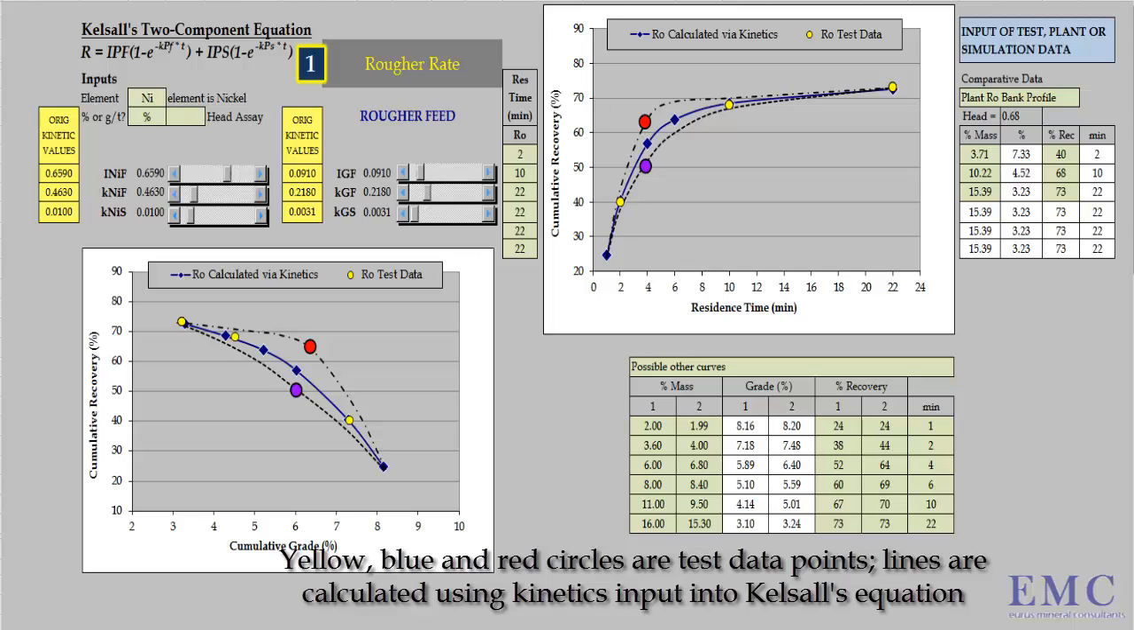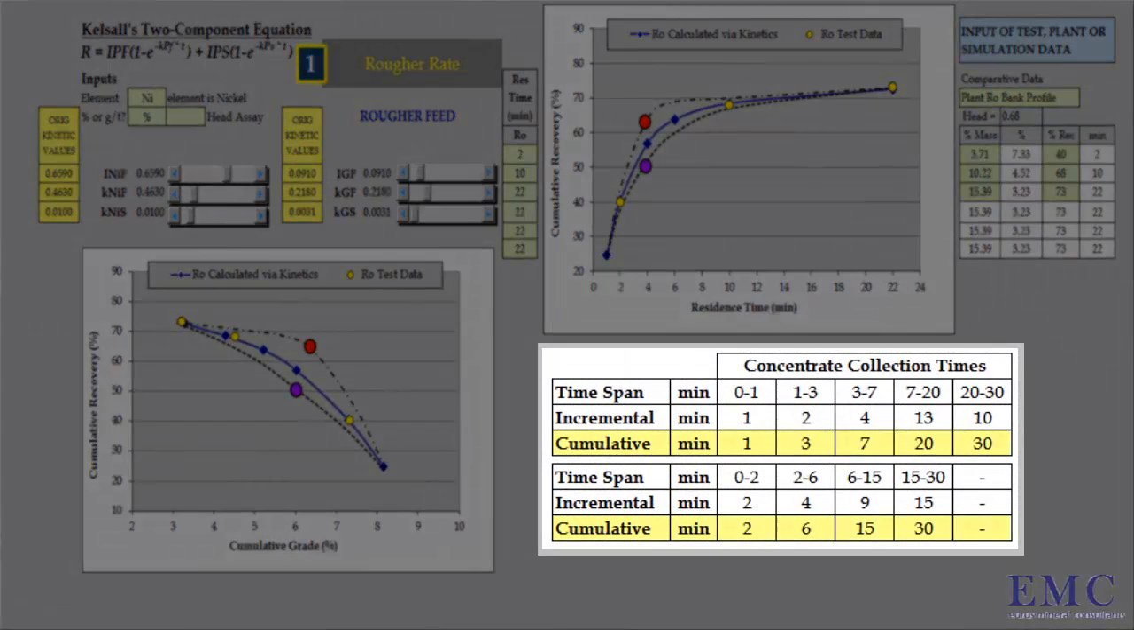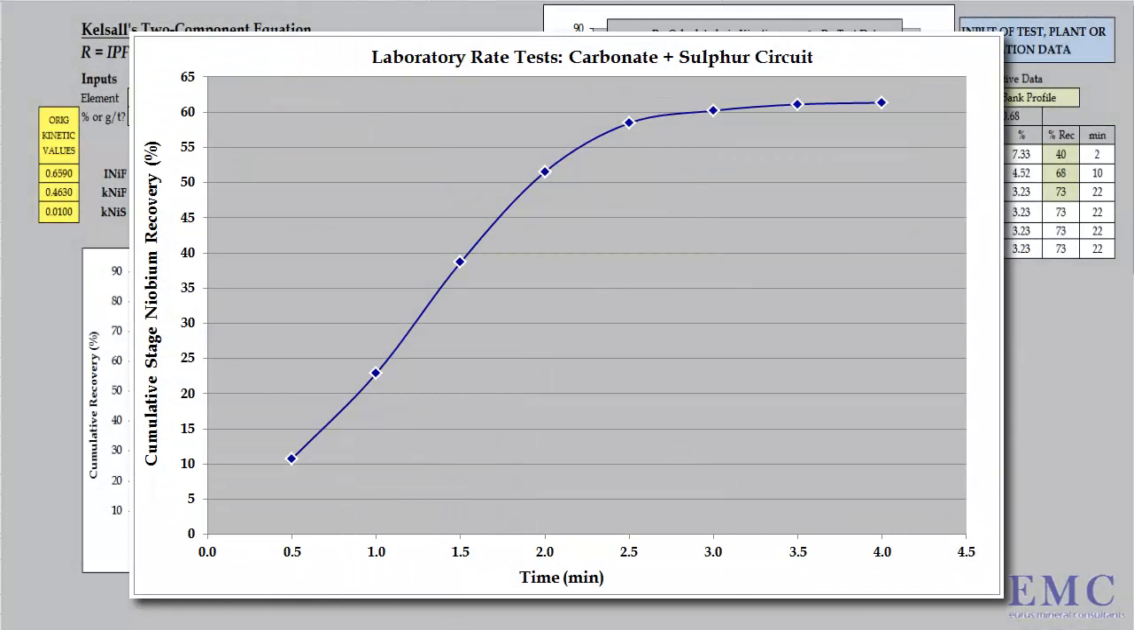An additional concentrate collection at 4 minutes, denoted by red and blue circles, enables the true shape of the recovery time curve to be accurately defined. If the 4 concentrate collection times are arranged carefully, they will cover any shape of recovery time curve. Over the years, the times seen here have been found to cover the majority of ore types. Concentrate collection times need to be varied in line with the characteristics of the ore.